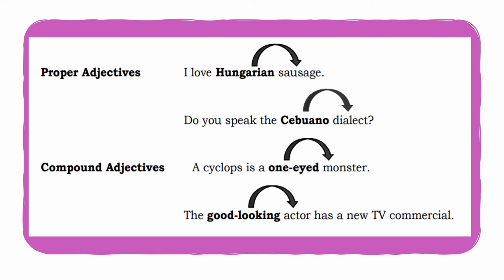Next, we have the compound adjectives. A cyclops is a one-eyed monster. So we are describing the monster as one-eyed. In number two, the good-looking actor has a new TV commercial. So we are referring to the actor. We are saying now that the actor is good-looking.